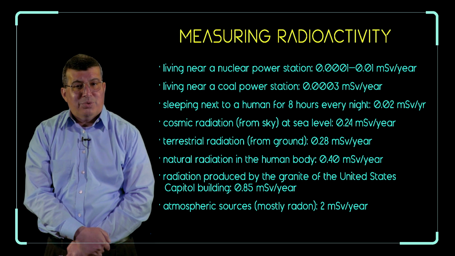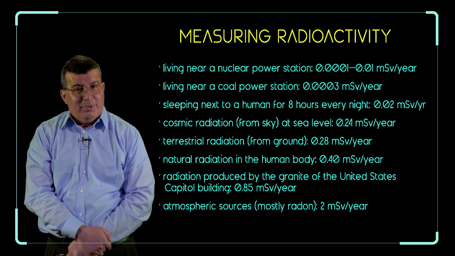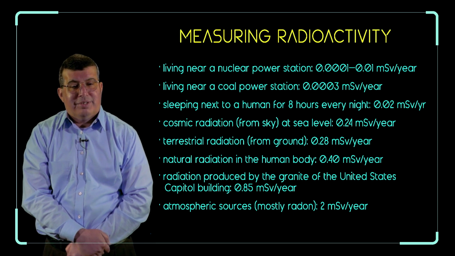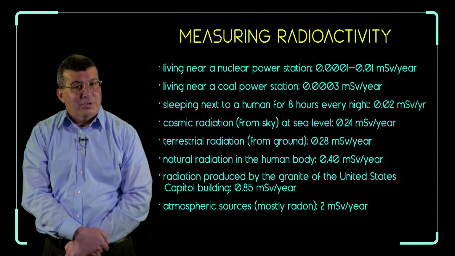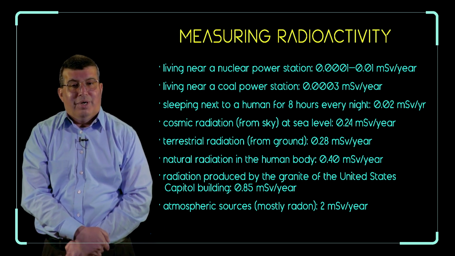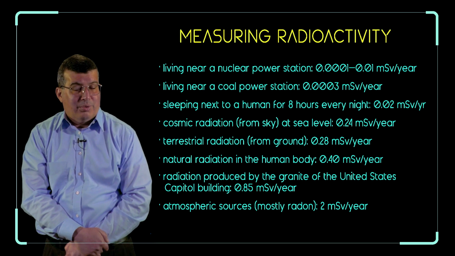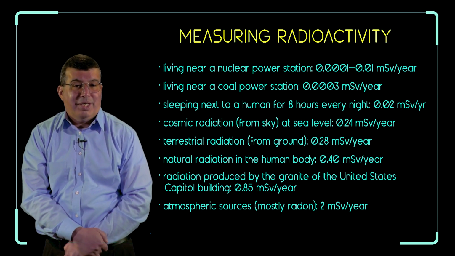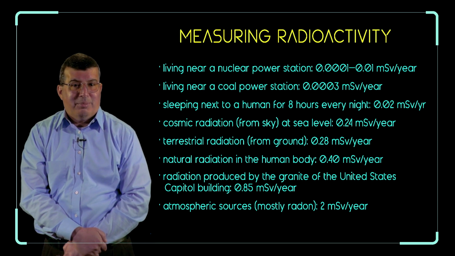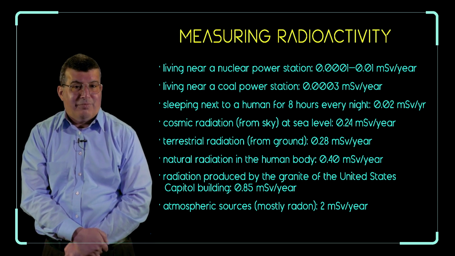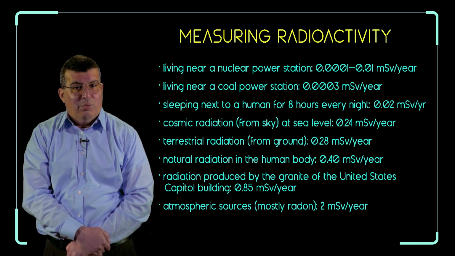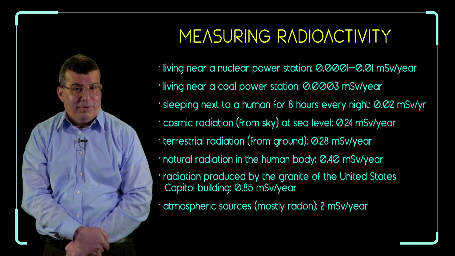So there are all of these sources of radiation, and they're all cumulative. So you have to add up all of the sources of radiation that you're exposed to, and then multiply it by the number of years that you've been exposed to them to come up with the total chronic dose of radiation that you've been exposed to. The United States Capitol building, the granite, once again, dug up from the earth, contains some radioactive elements. That will give you almost 1 millisievert per year.